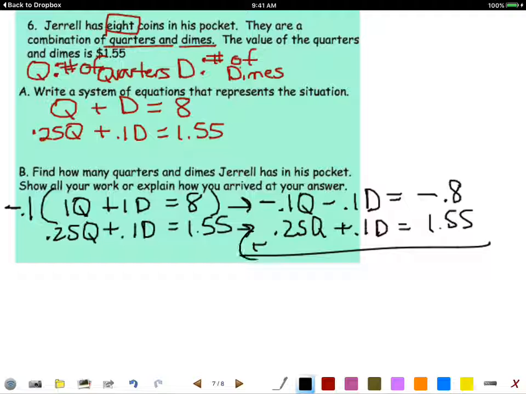And we can add these together. The D's are going to cancel. So we've got a negative 0.1, which is like a negative 10 cents, right? Plus 25 cents. You should be able to do that in your head.